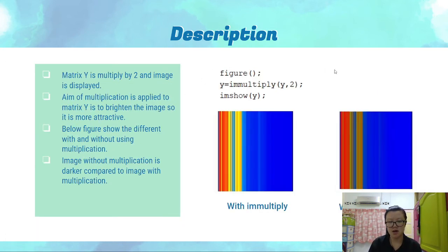In the last part, I display the image, but before I display it, I multiply the image by 2. This is because I need to brighten my image so that it appears more attractive. In the figure below, I have shown the difference with and without the multiplication. This is the image using the multiplication. It is brighter and more obvious for the user to observe the pattern. If I do not use the multiplication, it appears darker, so it's not interesting for the user to look at.